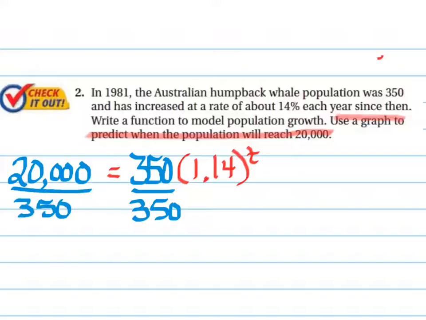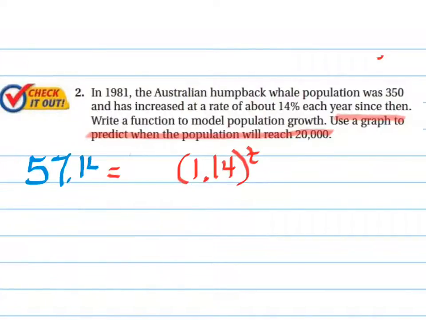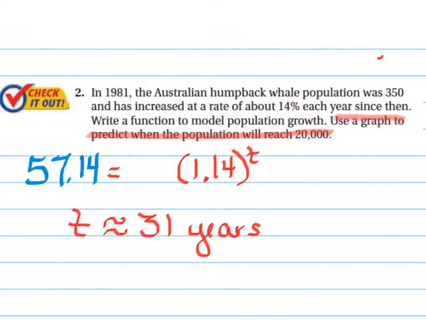From here, I can divide both sides by 350. Again, I did those in colors so that you can see that that's something that I'm allowed to do. And I'm going to get approximately 57.14. Now here's where you're going to have to go to your calculator, put 1.14 raised to the x power in y1 and 57.14 in y2. In order for that 57.14 to show up, you're going to have to adjust your y max to about 60. And then you're going to have to pull out your x value to about 35.